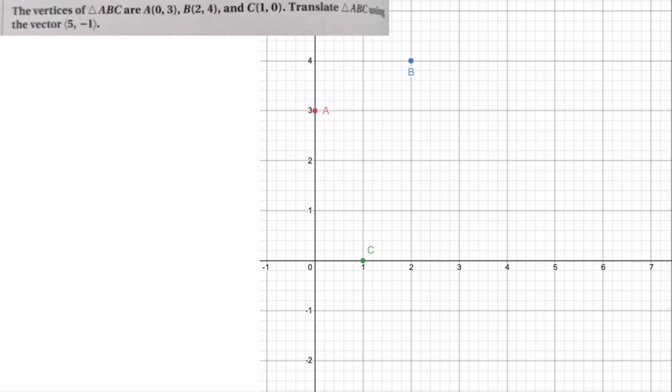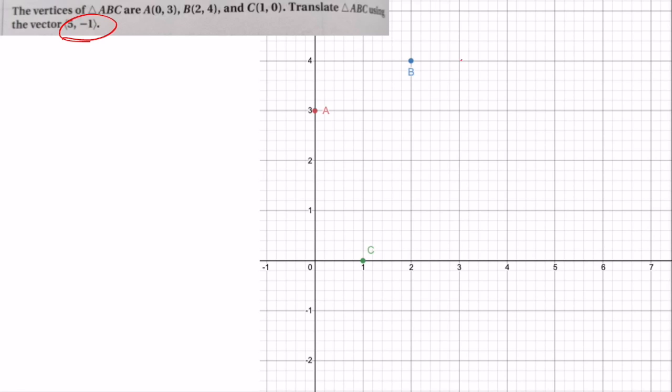So how can we use this for translations? How can we show movement through using this vector? So we have this triangle ABC. I marked it down. And we want to translate it using this vector 5, -1. So just remember, this is not a point. A vector is showing us movement in space, showing us the direction and a magnitude through those two coordinates. So for each of my points, I need to move 5 units to the right and 1 unit down.